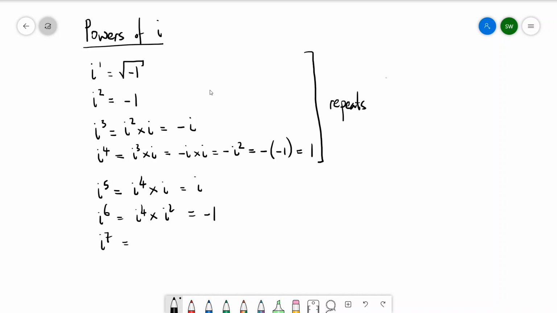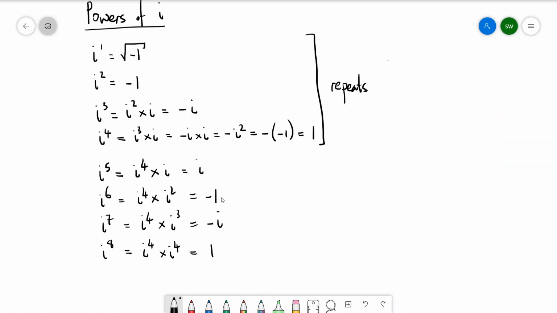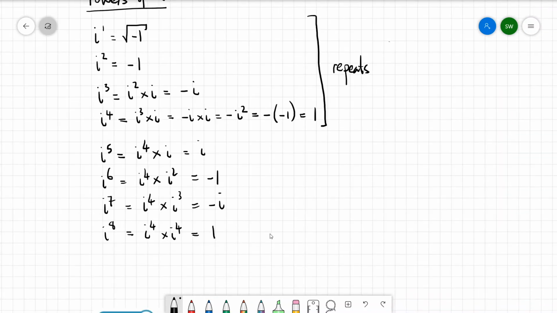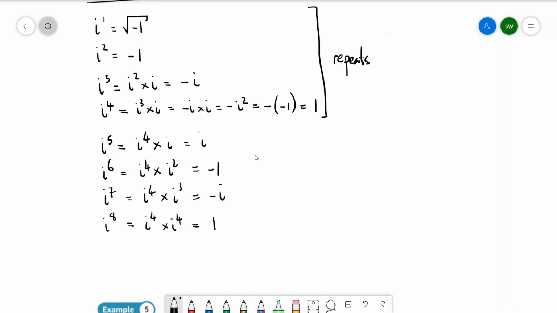i to the power of 7, again, we can take out a factor of i to the power of 4 times i to the power of 3. i to the power of 4 is just 1, so we get i to the power of 3, which we know is minus i from before. And i to the power of 8 is i to the power of 4 times i to the power of 4. 1 times 1 is just 1. So you can see that this cycle of i, minus 1, minus i, 1 repeats itself in blocks of 4.